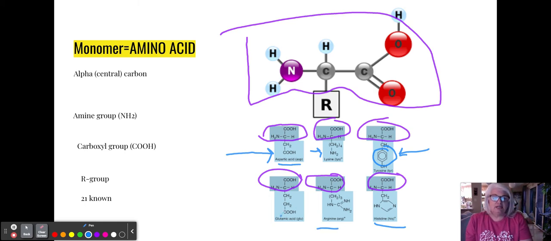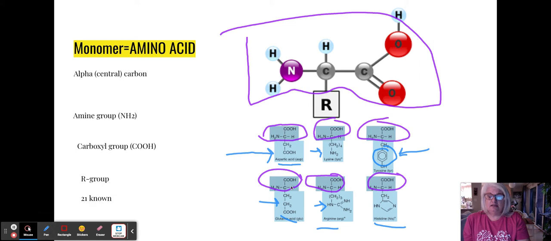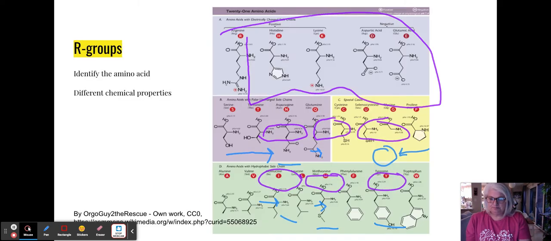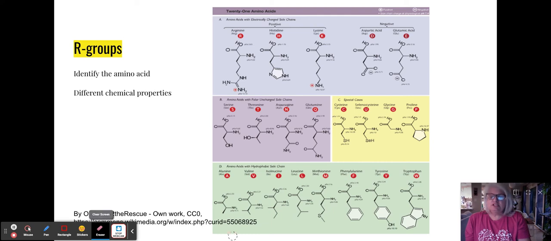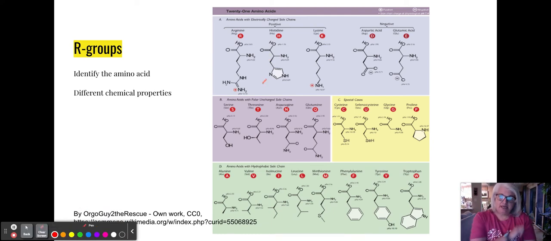We have arginine and glutamic acid. They all have different chemical groups where that R group is. And that definitely makes the amino acid different. So if I were to ask you what determines which amino acid it is, absolutely the R group. So let's take a look at a few of them. This is just to give you an idea of the differences. They do have different chemical properties.